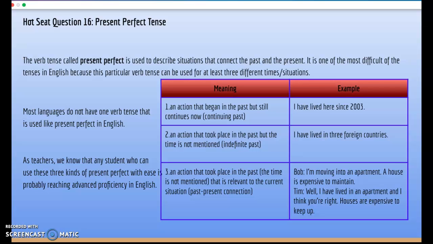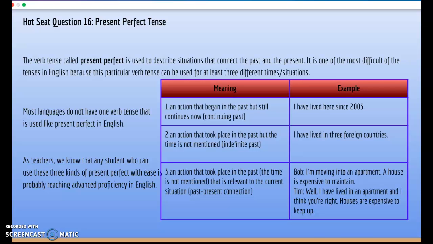Question 16, present perfect tense. This is challenging for language learners because it connects the past with the present, but still you use a past tense. That might be a little bit confusing since it's still going on. Another reason why this is difficult is that most languages do not have one verb tense that is used like the present perfect in English. One example is the continuing past, an action that began in the past but still continues now. I have lived here since 2003.